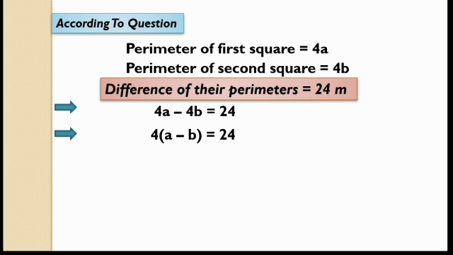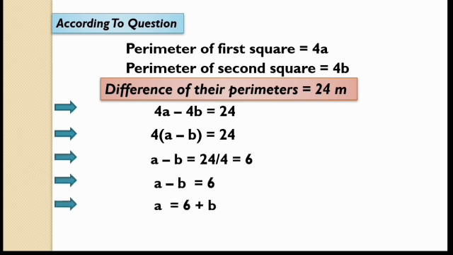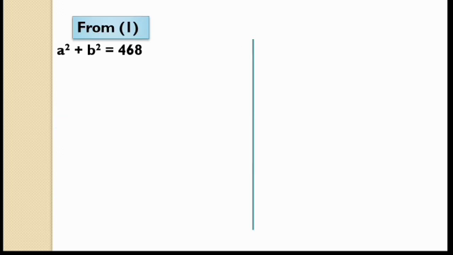Now we will take 4 common: 4 into (A minus B) equal 24. Now we will shift this 4 from the left hand side to the right hand side. We will get A minus B equal 24 upon 4, which is equal to 6. This one is our second equation. And from this we will get A equal 6 plus B. Now we will substitute this value of A in equation number 1.